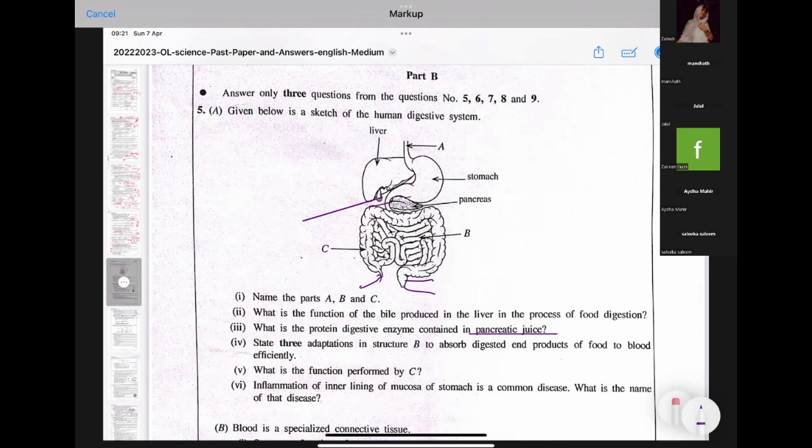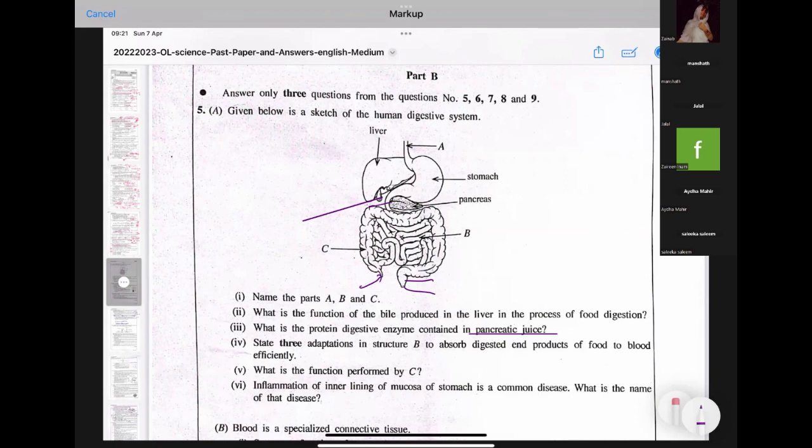Very good. Next, state 3 adaptations in structure B to absorb digested end products of food into the blood efficiently. I told you there are 4 or 5, and I asked you to remember at least 3. Now they have asked for 3, so you have to remember at least 4. I'm not going to ask for the answers. You all know, you can see the books and get your answer.